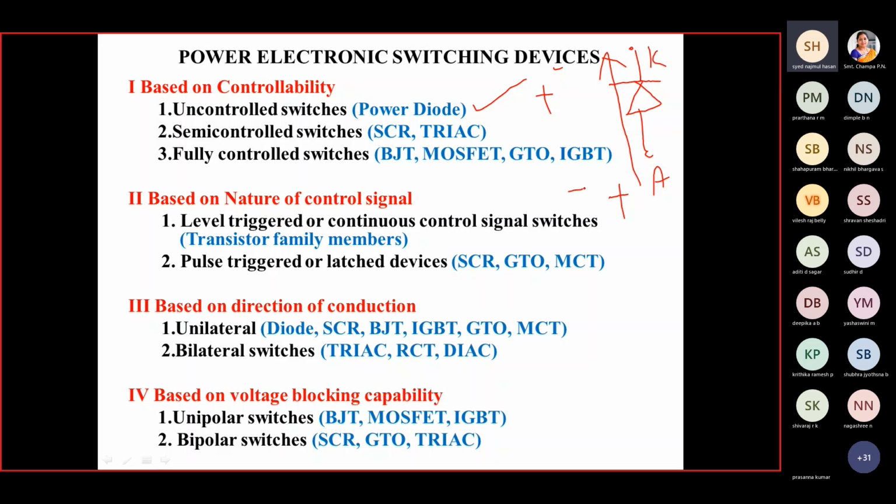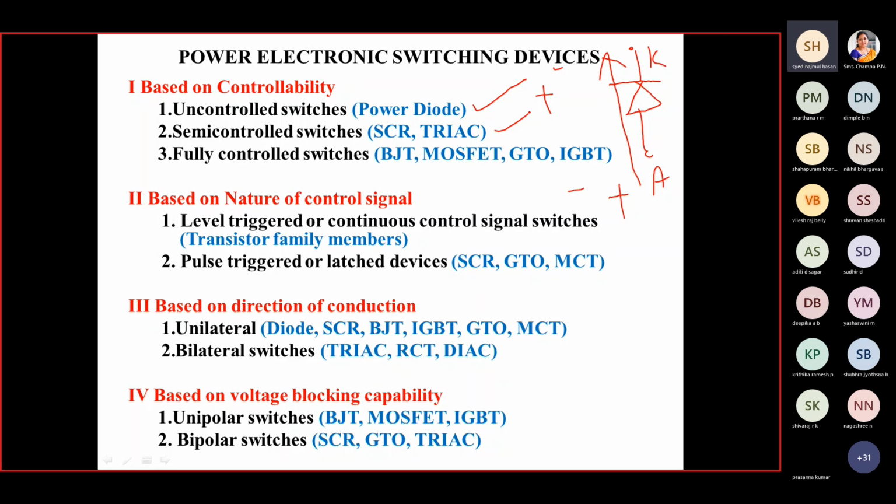But when you go for a semi-controlled switch, like SCR and TRIAC, semi-controlled means we can turn on the SCR, but we cannot turn it off. Only our work is we can turn on them. For that, we have to completely turn off the supply, or we have to completely turn off the current flowing to the switch, like that.